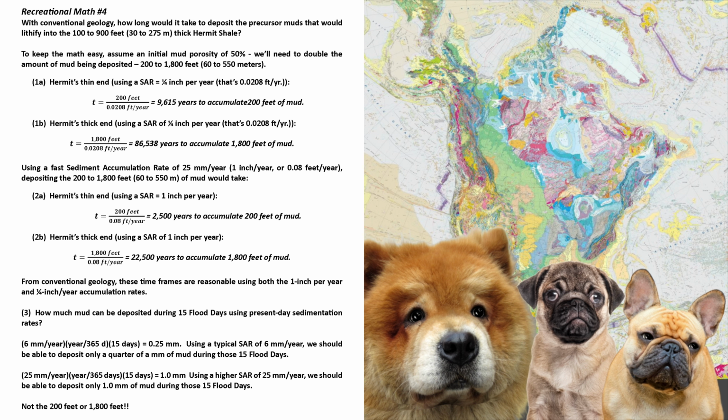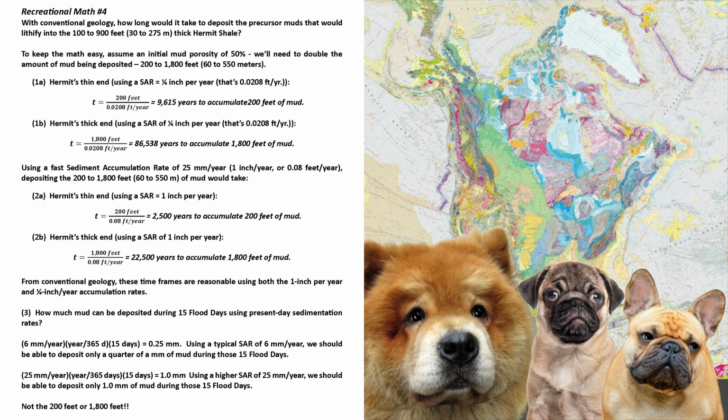Using that same deposition rate, the thicker end of the Hermit, 1,800 feet, 550 meters, would require 86,538 years to be deposited. So the time needed to deposit just the thinner part of the Hermit Shale is far, far longer than young Earth fundamentalists think planet Earth has even existed. Let's doodle a bit more.